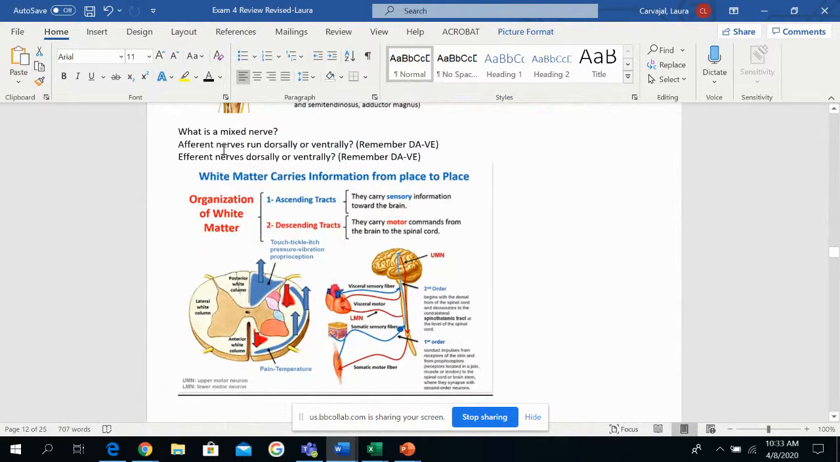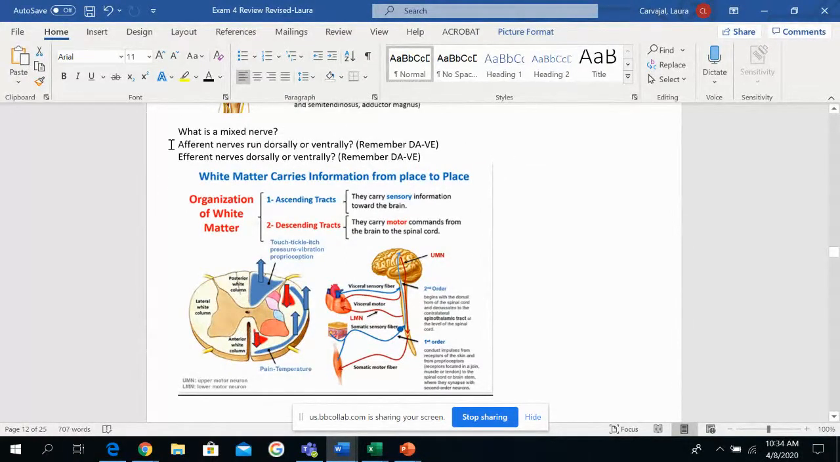Dave, so afferent nerves run dorsally or ventrally. According to Dave, afferent nerves run dorsally. And the nerves that run dorsally are the ascending or the sensory nerves. So they're receiving information from the outside and they're going up to the brain. The efferent nerves run ventrally, and these guys are the descending tracts. They're carrying motor commands from the brain to the spinal cord.